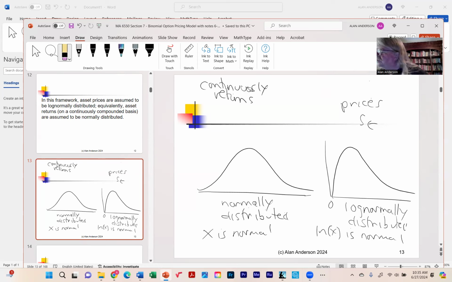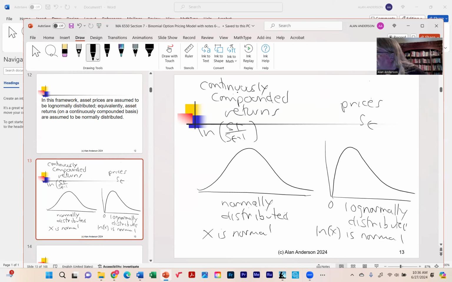And specifically continuously compounded returns. And that means log ST over ST minus 1. Much better. Okay. So in other words, we did say up in the beginning that it's the returns that are normal. That's what we're focused on. But that implies that the prices themselves are log normal.